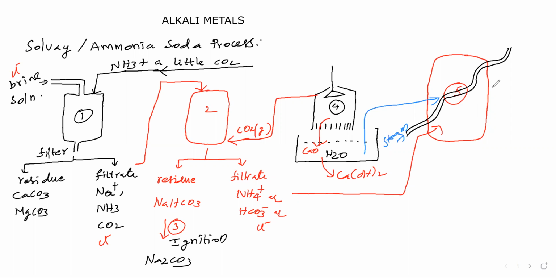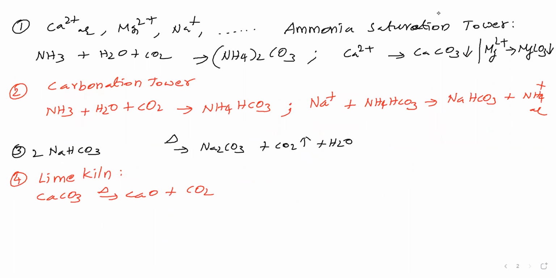So what is happening here? What will happen in this tower? We'll see. Ammonium salts we are taking into this tower. We are adding the strong base calcium hydroxide, and steam is passed, therefore the solution is heated. Ammonium salts on heating with the strong base give ammonia gas.